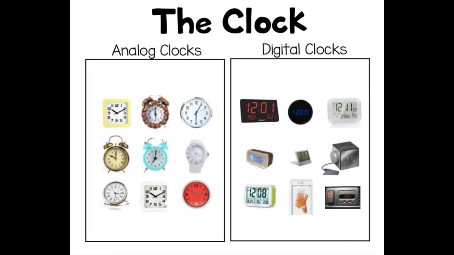There are two different types of clocks. The first type of clock on the left side is called an analog clock. This type of clock shows a face with 12 numbers, 1 through 12, going around in a circle, and will have an hour hand, minute hand, and sometimes a second hand. The second type of clock is called a digital clock. That's shown on the right side. And that is a clock that only shows numbers telling the time.